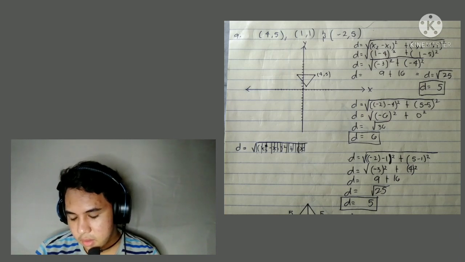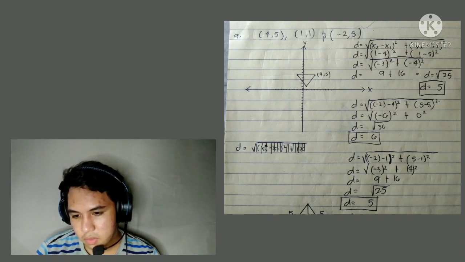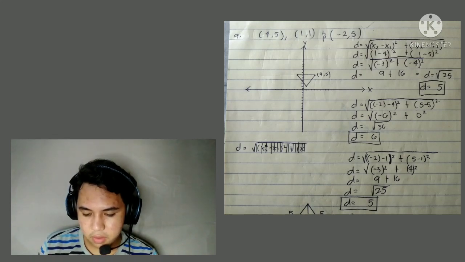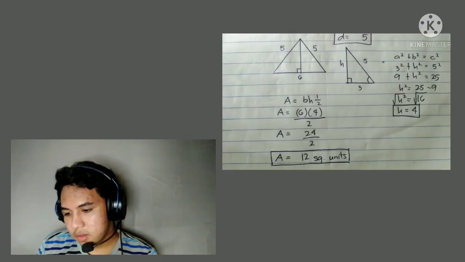If we solve that using our distance formula, we will get 5. And in the second one, we will solve for the distance of (-2, 5) and (4, 5). If we solve this, we will get 6. Next, if we solve for (-2, 5) and (1, 1), we will get 5. As you can see here, we have the measurements of our sides. So we have here 5 and 5. Since an isosceles triangle has two congruent sides, we can assume that 6 is our base.